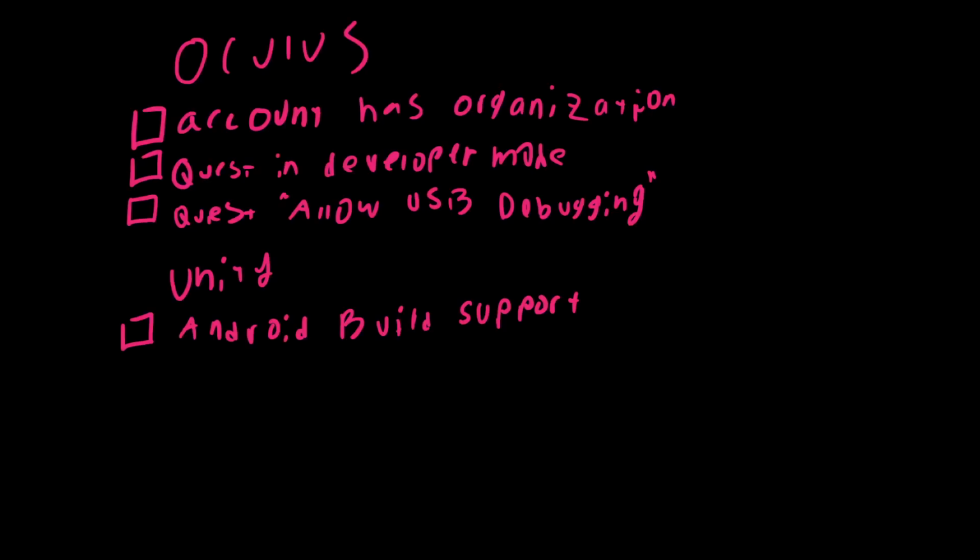All right, so the checklist of what we need to have done for Oculus is that our account needs to have an organization, the Quest needs to be in developer mode, which we do from the app, and the Quest needs to allow USB debugging, which is a pop-up in the Quest itself when you plug it into the computer. In Unity, we just need to make sure that Android build support has been enabled. If we've done all this, we are ready to go and ready to set up a project and build it for an Android Quest standalone build. Yay.